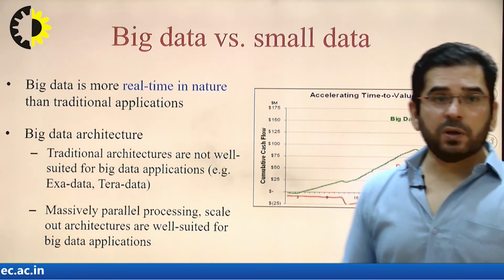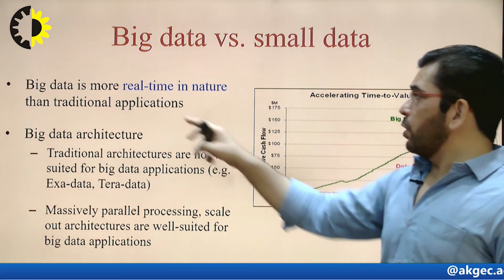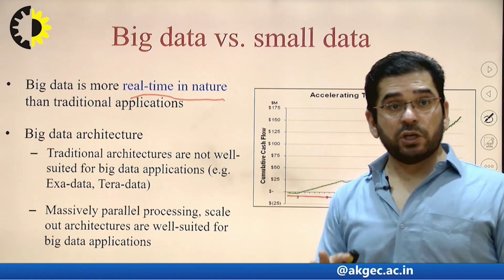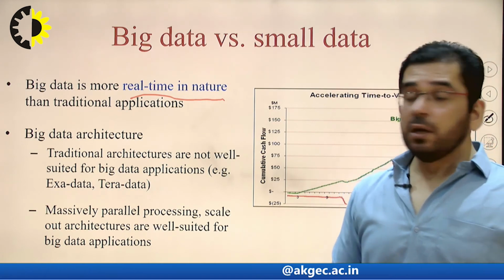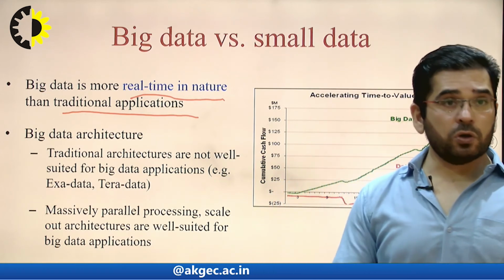Okay, this is one more comparison between big data versus small data. Big data is more real time in nature because it is accurate data. 5 or 6 V's are ensured in this data. But the traditional applications which generate small data are not of much use.